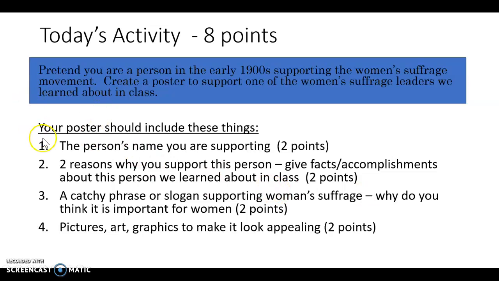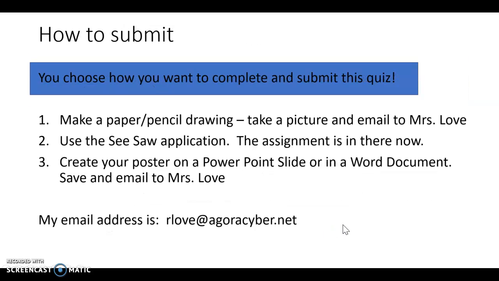So each of these things that are included are going to be worth 2 points. See, 2 points, 2 points, 2 points, 2 points. Those will add up to 8 points. Okay, how are you going to turn it in? It depends on how you create it. You choose how you want to complete and submit this.